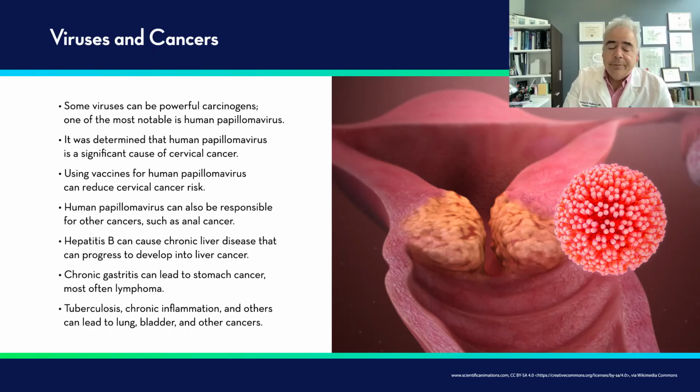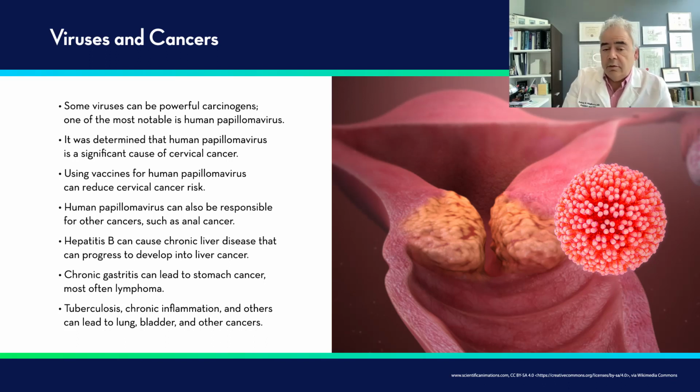Now, moving beyond chemicals and genetics, there are other agents that can cause cancer as well, such as infectious agents. A lot of work has shown now that some viruses can be very powerful carcinogens, and one of the most notable is human papillomavirus. It was determined that human papillomavirus is one of the major causes of cervical cancer, and that by using vaccination for human papillomavirus, the incidence of cervical cancer can be dramatically reduced.